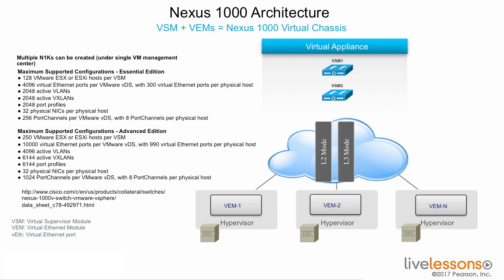The Nexus 1000 is a very scalable switch and can scale up to 4,096 active VLANs, up to 6,144 port profiles, and support up to 32 physical NICs per host, as well as support 250 VMware ESX or ESXi hosts per VSM, depending upon which license you choose.